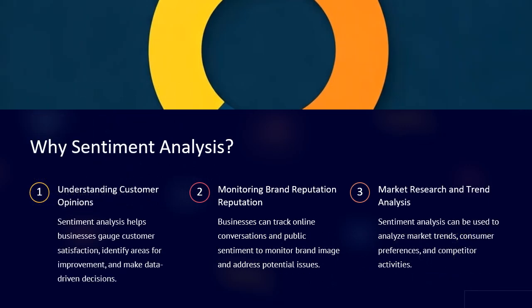Why sentiment analysis? Understanding customers' opinions. Sentiment analysis plays a crucial role for businesses that want to truly understand what their customers think about their products or services. By looking into feedback from different sources like social media platforms, online reviews, and customer surveys, companies can uncover valuable insights into customer preferences and areas where improvements are necessary.